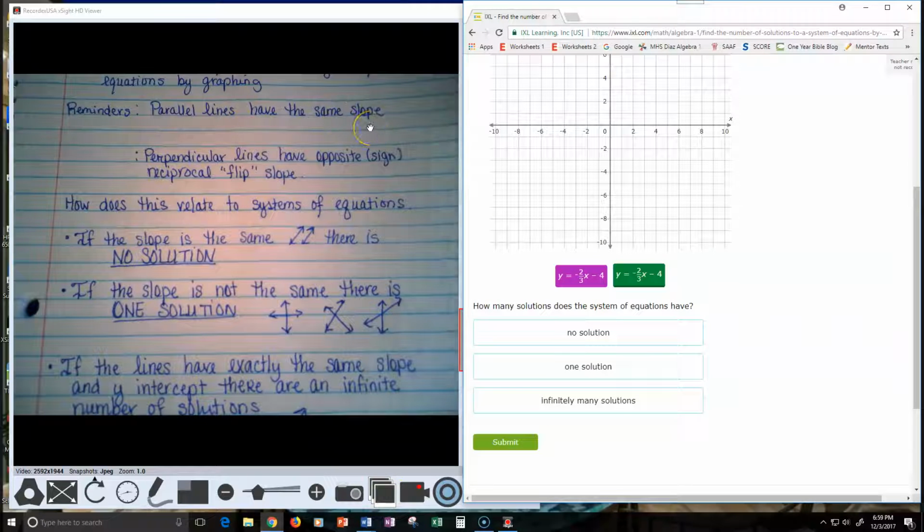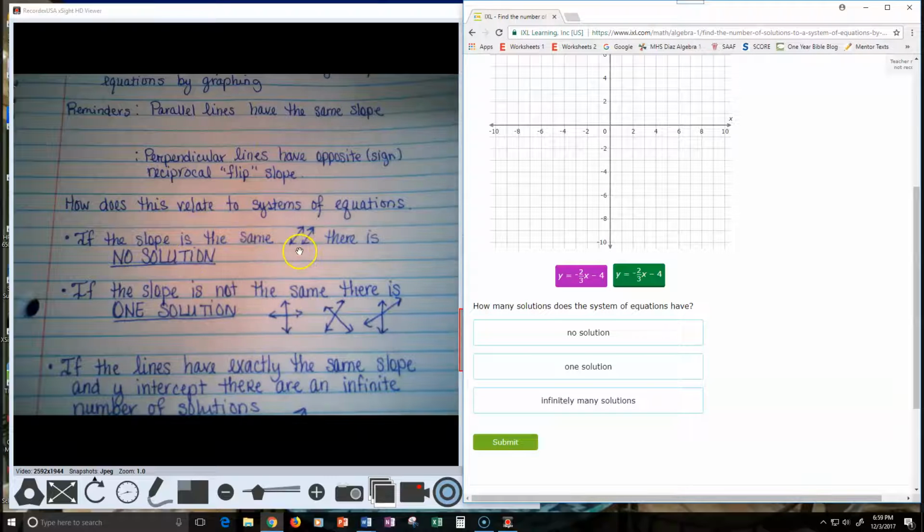Parallel lines have exactly the same slope. Perpendicular lines have opposite reciprocal slopes. In other words, the opposite sign, and you flip the slope over. Now, how does this relate to systems of equations?